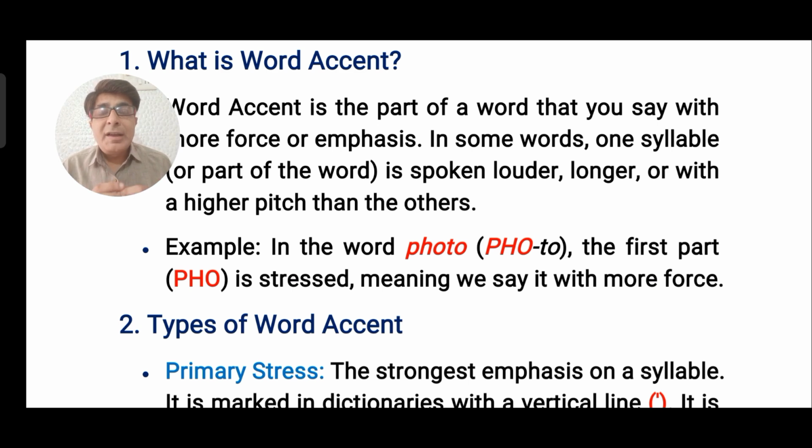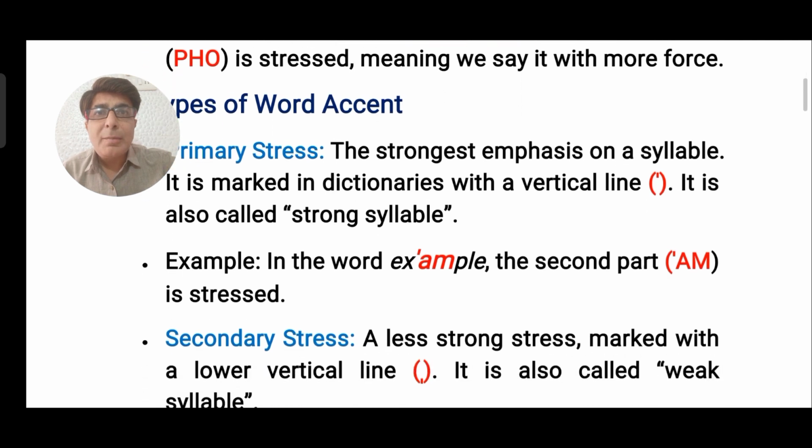For example, when you take this word photo, it has two syllables, but the first syllable pho is stressed while speaking, and that's why you speak it as photo, right? You cannot say photo with the stress on the second syllable. That's incorrect, but when you stress the first syllable, that's correct. Okay, so that is all about rhythm.